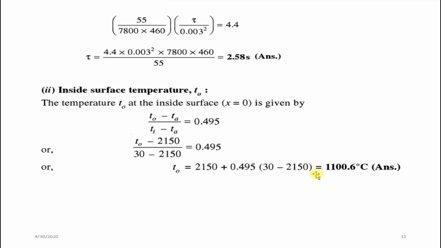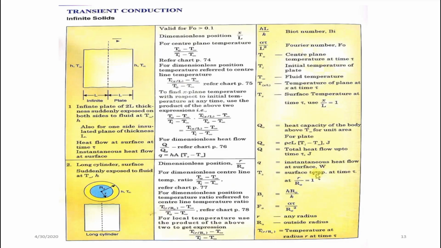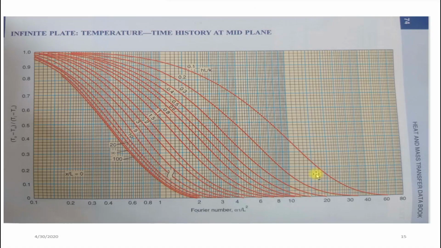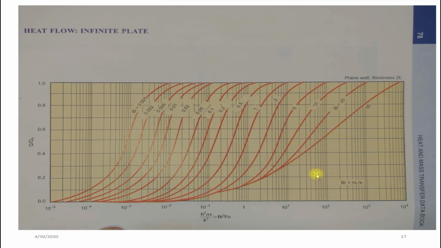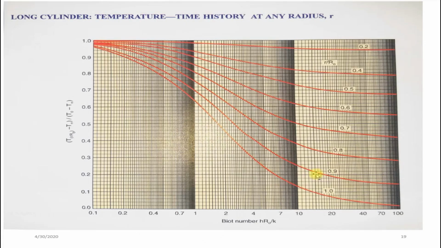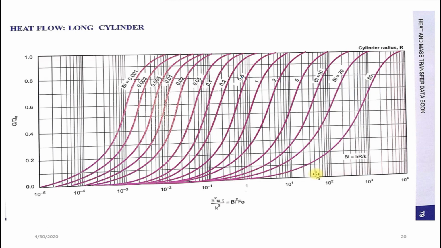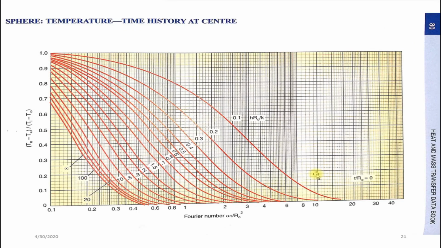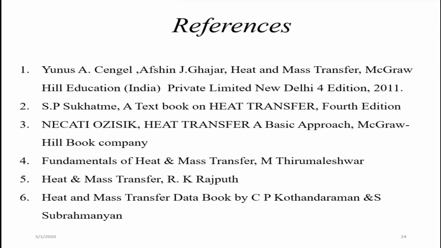So with this I am concluding this session. Transient conduction for infinite solids, equations are available in your data handbook. Please go through once. Then different graphs of infinite plate and cylinder, and finally sphere. All graphs are available. Based on the unknown, you have to use the respective graphs to solve the unsteady heat conduction problems. The following references are used for the preparation of these slides. Thank you.